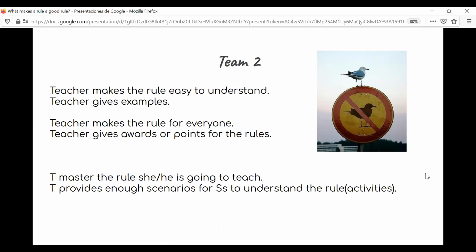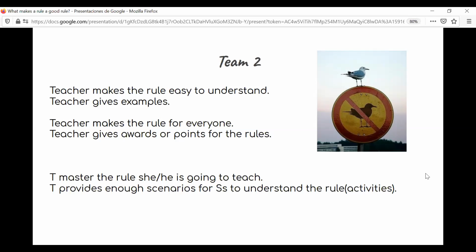I wrote the other two sentences. It's about the teacher makes the rule for everyone, and I think it's because the teacher needs to be transparent and needs to be an example for everyone. And the other one I wrote, teacher gives awards or points for the rules. I think it's necessary to have opportunities for them to have a good score or participate or be obedient, and it's an opportunity for them to demonstrate it. Very good.